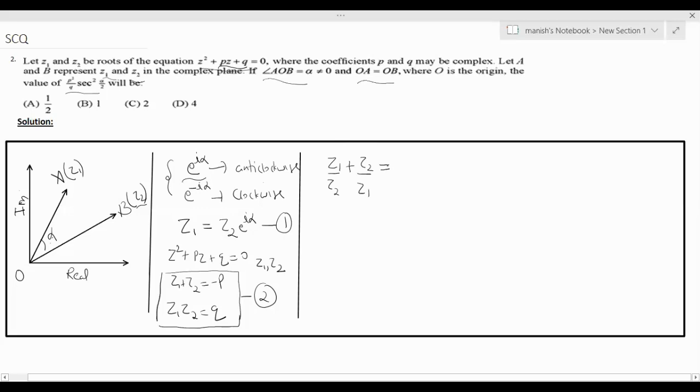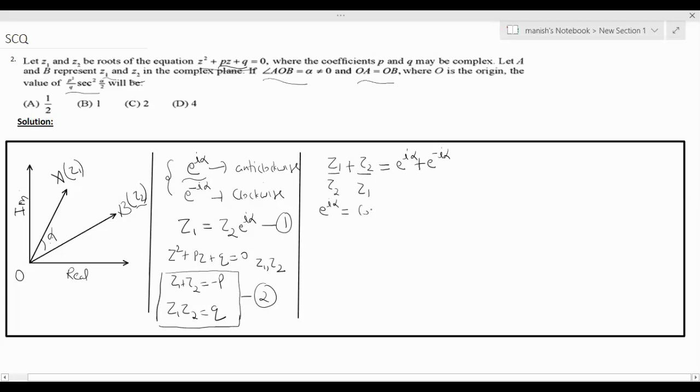If you want to analyze it by yourself, I recommend you pause and think why I am taking this term Z1 by Z2 plus Z2 by Z1. Pause it for 30 seconds and then proceed. Try to get it. Why am I doing it? Okay, so let's proceed. Z1 by Z2 is actually e power i alpha. If Z1 by Z2 is e power i alpha, then Z2 by Z1 has to be its reciprocal, which will be e power minus i alpha.